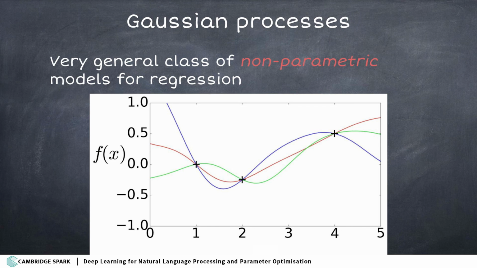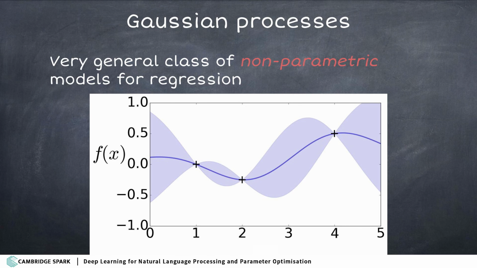Here I've shown some samples that I can get from my Gaussian process. But ideally, we'd like a nicer representation. And the Gaussian process gives you this. It can give you a mean function and a variance function. So here, the big, thick blue line is this mean function.